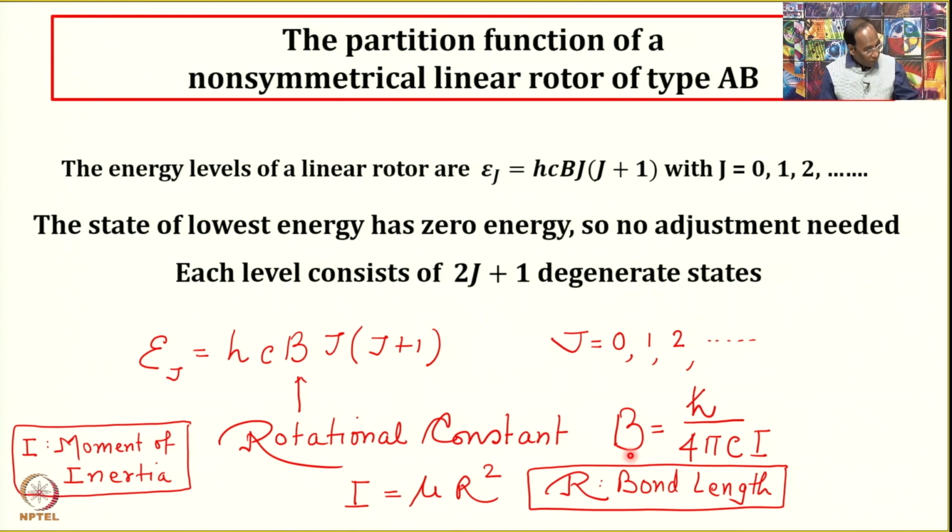Another important point that you must note is that each level consists of 2J plus 1 degenerate states; that is the degeneracy of each level. And when you look at the expression for the energy, hcB J(J plus 1), when J is equal to 0, the energy itself becomes 0. That means the state of lowest energy has 0 energy, therefore no adjustment is needed here, like we had to do in the case of the translational contribution to the partition function.